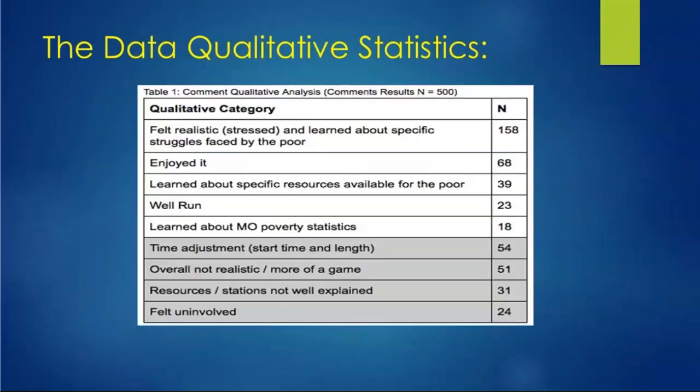We do have some qualitative statistics. This was utilizing the questionnaire that is provided by the toolkit. These were comments, however, at the end, and each year we look at the comments and make modifications regarding our poverty simulation to try to make improvements. The white are the positive comments, and it's roughly out of 500 surveys that we had.